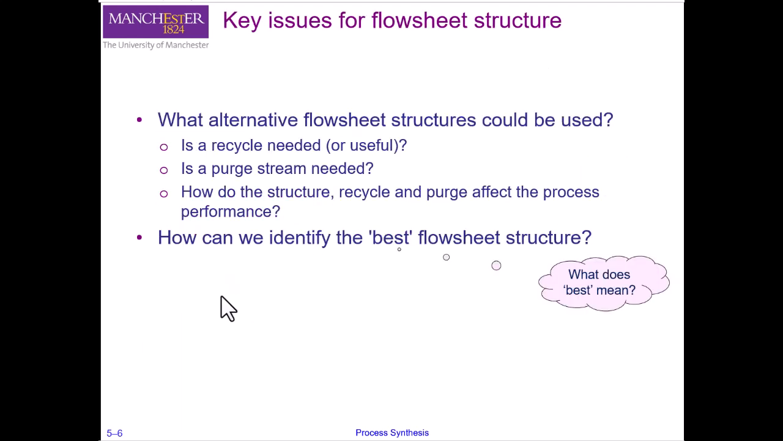This slide outlines key questions for deciding on the flowsheet structure. In particular, do we need a recycle, a purge, and how do these impact on the performance? Furthermore, even a flowsheet that works may not be the best flowsheet, and we need to identify a good solution, not just a feasible solution. And what is a good or best solution? Defining this is part of process synthesis, and it depends on the context of the economics of the process, its safety, its operability, and environment.